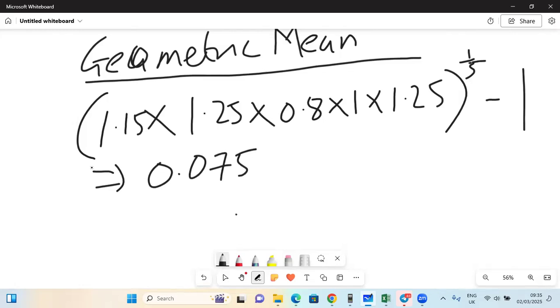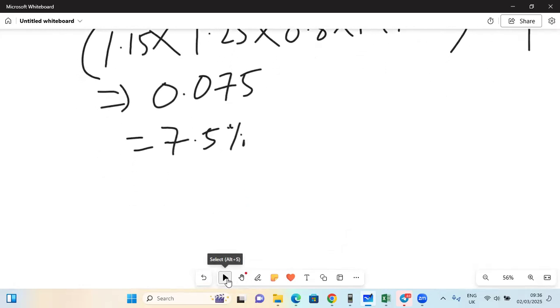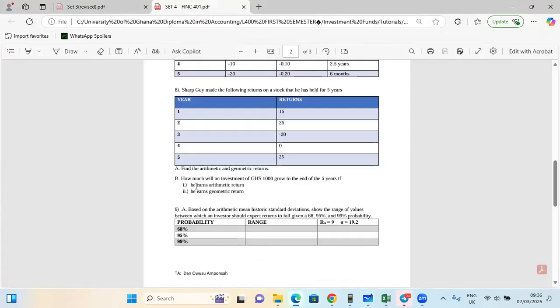0.075, which is equal to 7.5%. Now, we calculated for A. Now let's move to B.